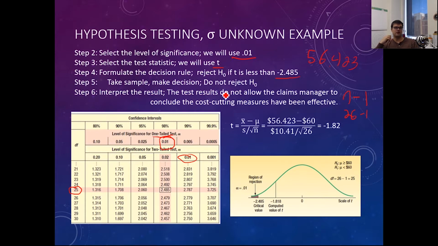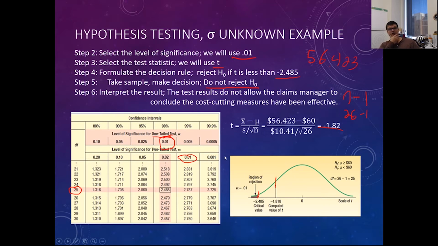Then we take a sample and make a decision. And we do not reject the null hypothesis. And the reason why is because we calculate t-calc, the calculated t-score. T-calc equals negative 1.82. So is negative 1.82 less extreme or more extreme than t-crit? When I say t-crit, I mean the t-critical value. When I say t-calc, I mean the t-calculated value. So negative 1.818 is less extreme than negative 2.485. So therefore, I fail to reject the null hypothesis.